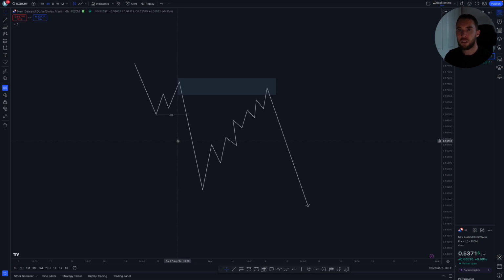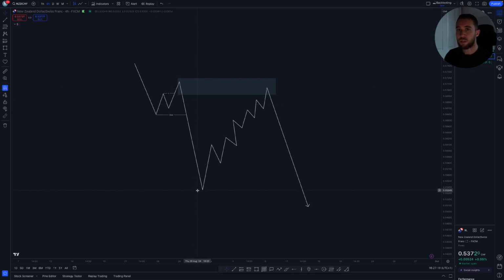The second confluence that I do like to see will be a sweep of liquidity. As you can see, what has happened is we've come down, we've generated this high right here, and then we've come up and swept the liquidity above this high. So we've had a sweep of liquidity and a break of structure so far.